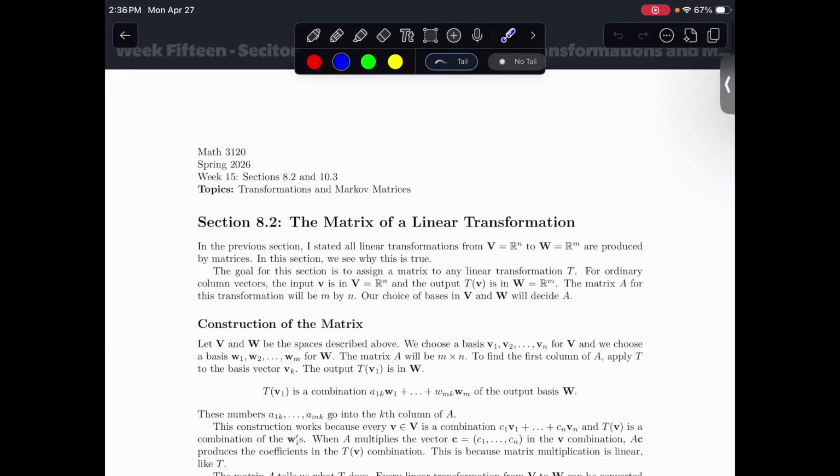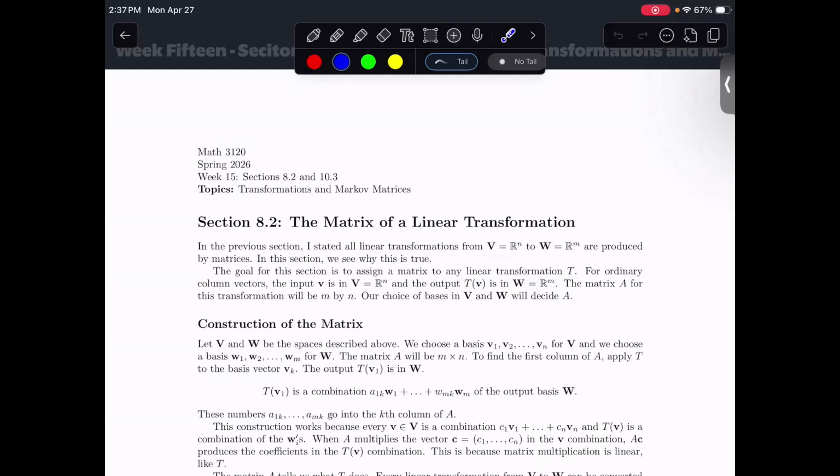And so in the previous section, I stated all linear transformations from some vector space V to a vector space W are produced by matrices. So in this section, we see why this is true. So we're going to go through a construction of the matrix of a linear transformation, and you'll see it really isn't so bad. So the goal is we want to assign a matrix to any linear transformation T.